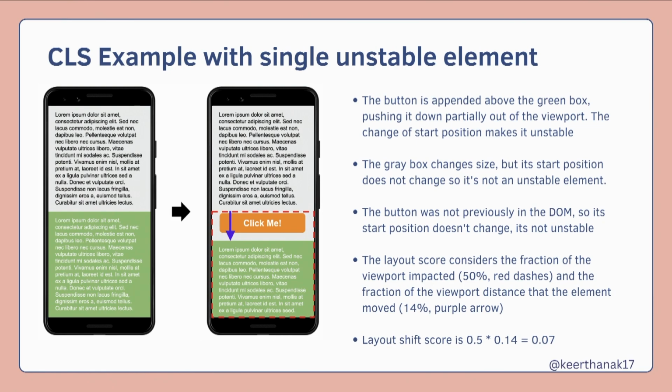Now, you might be interested in the orange little button that comes in. Technically, that is not an unstable element because it did not exist in the first frame. So we only consider the elements that actually moved. If it did not exist in the first screen, then technically it is not unstable, because it did not move; it just popped up in the second one.